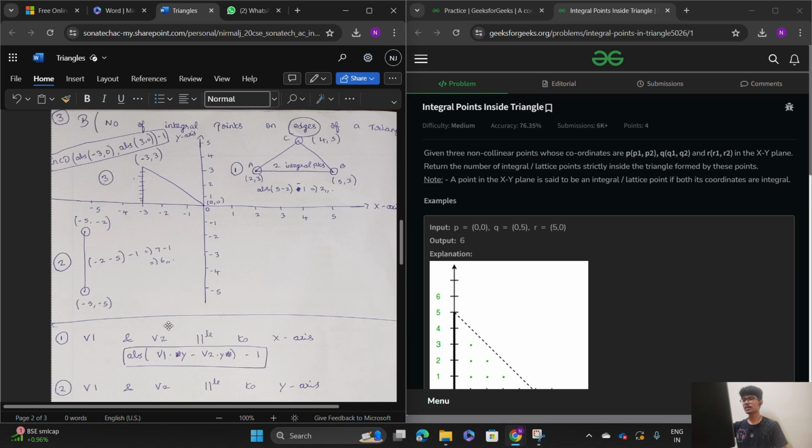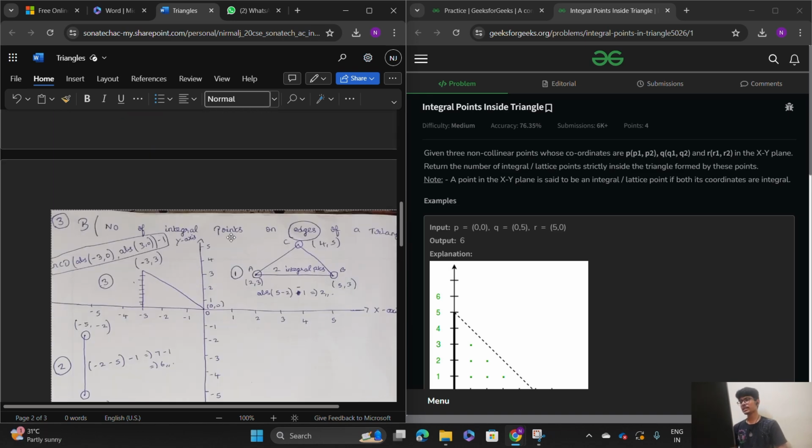What is the third condition? If one of my coordinates lies at the origin 0 comma 0, in that case I need to use GCD, greatest common divisor, to find out the particular answer. So for that case I will use GCD of minus 3 comma 0 and 3 comma 0, minus 1. Using this GCD part, you can find out the particular boundary points.